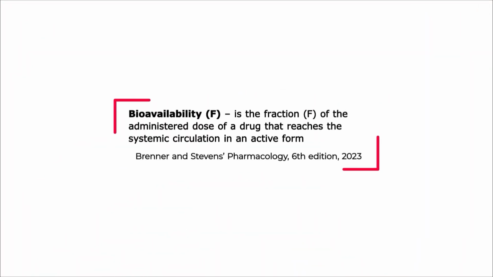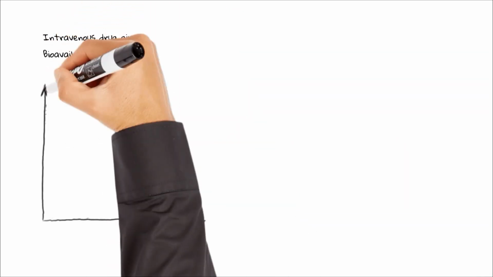Bioavailability is the fraction of an administered dose of an unchanged drug that reaches the systemic circulation. Please note systemic circulation in the definition, as opposed to just blood as drug absorbed. Drugs given intravenously have bioavailability of 100%.